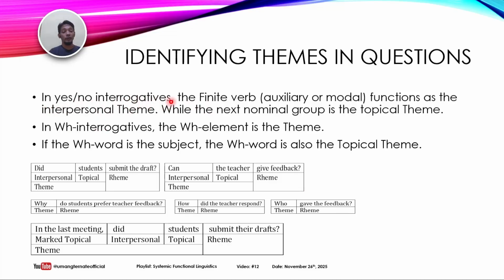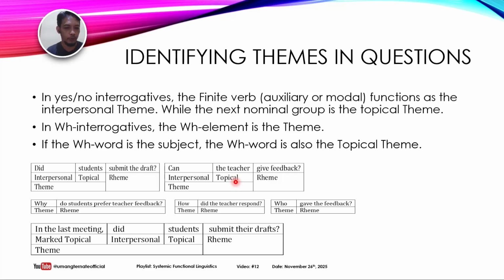In yes or no interrogatives, the finite verb, whether it is an auxiliary or modal, functions as the interpersonal theme, while the next nominal group is the topical theme. So like here, "did students submit the draft?" Here, "did" is the interpersonal theme and "students" is the topical theme. And this, "can the teacher give feedback?" "Can" is the interpersonal theme and "the teacher" is the topical theme. Remember that the unmarked topical theme is the expected element like the subject.